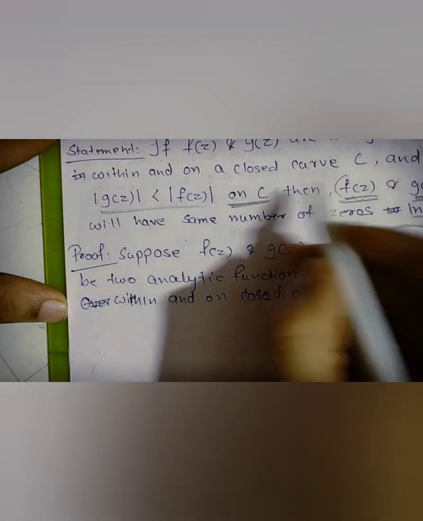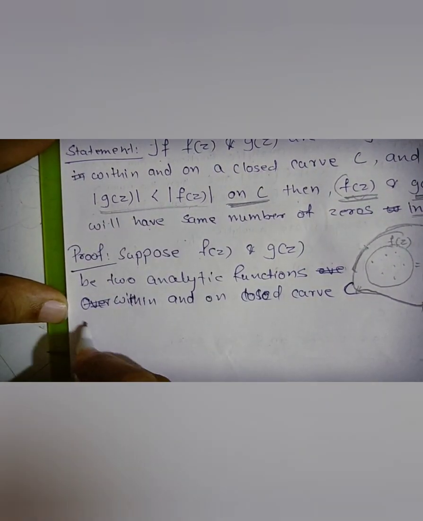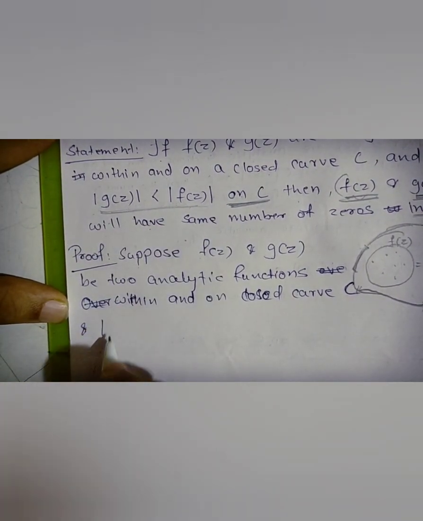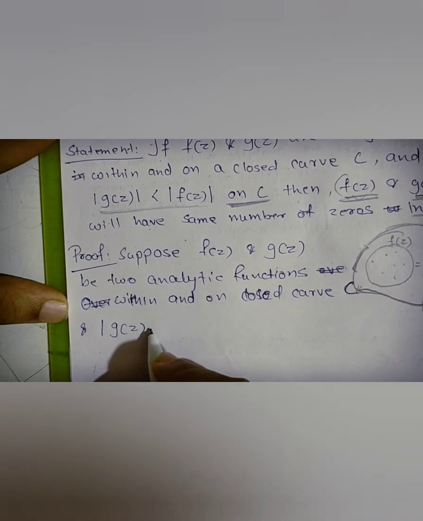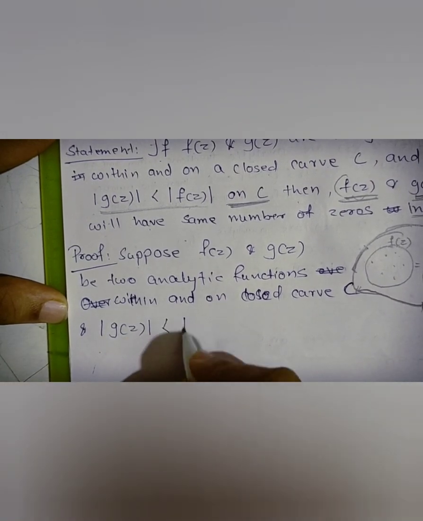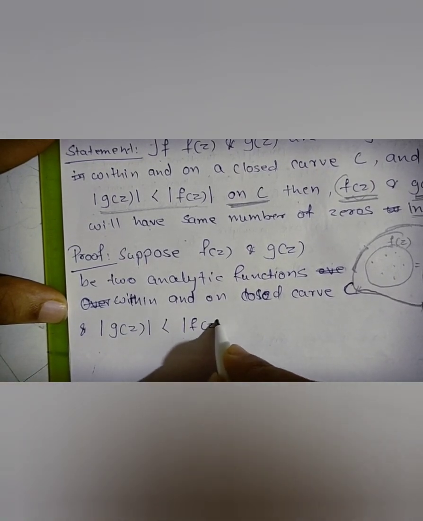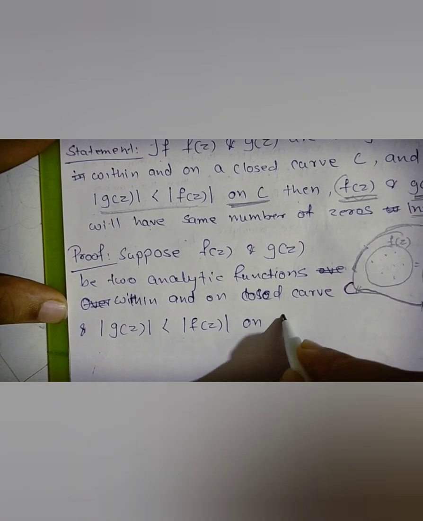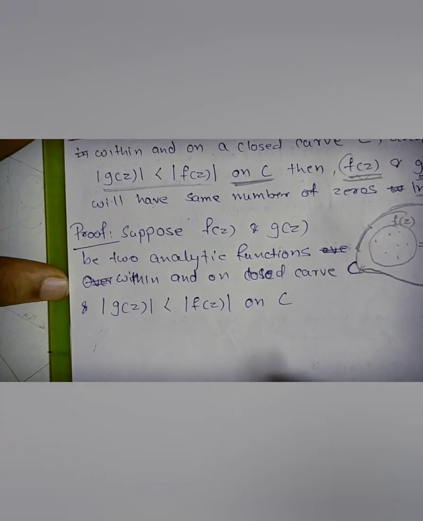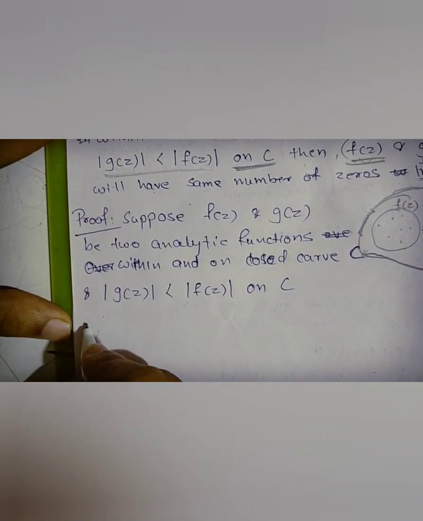So along with that we have this condition which we need to satisfy. So let's say the mod of g of z should be strictly less than the mod of f of z. So this should be on C. So let's write it down and then let's proceed further. So first we will prove that.